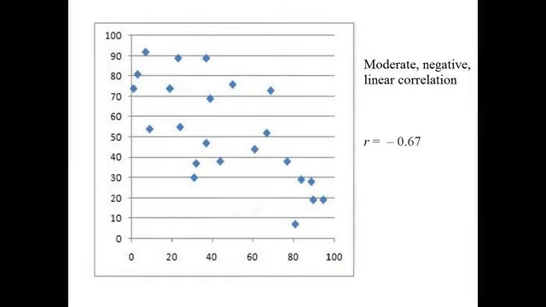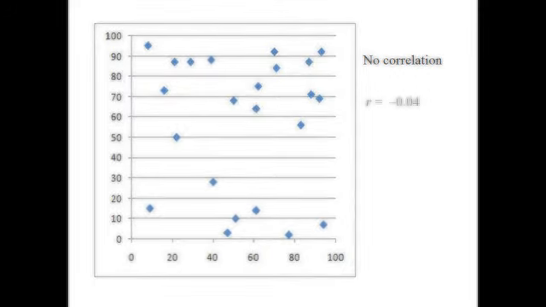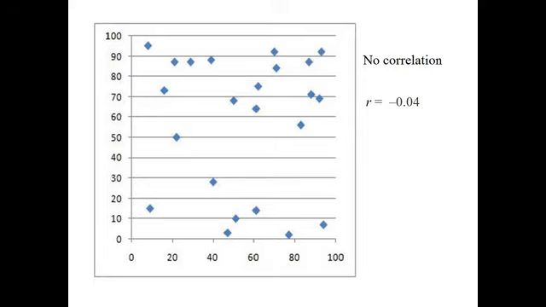Our last example. What do you think? Positive, negative, 0? When I generated the data in Excel, I generated random data to try to get zero correlation. You might think you see a slight pattern, but there isn't a pattern here. Though the correlation coefficient isn't exactly 0, this is still zero correlation. The correlation coefficient is negative 0.04.